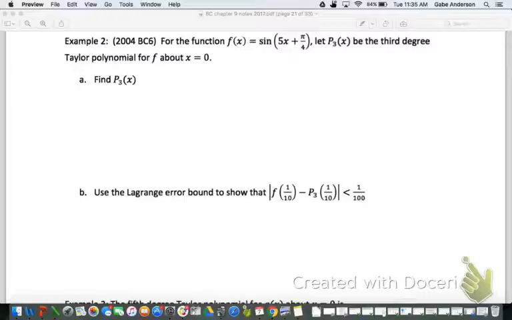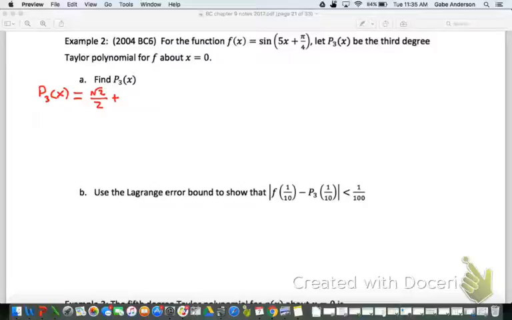I'm going to say p sub 3 of x is equal to, the very first term should be just f of 0, right? So we can maybe mentally do this. If x is 0, it's just 5 times 0, which is 0, so it's sine of pi over 4, right? Which is what? Root 2 over 2. All right, so we're on our way. Our first term is root 2 over 2. It does get a little more challenging, but we're off to a good start.